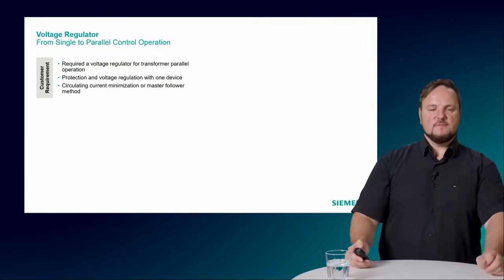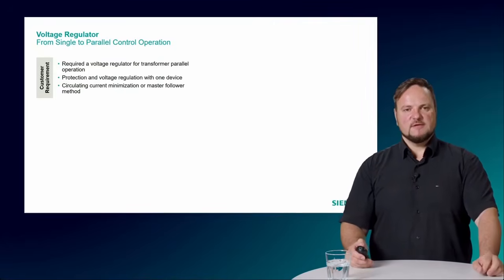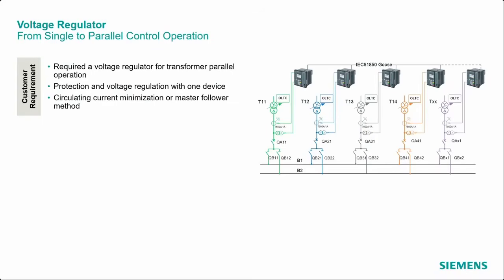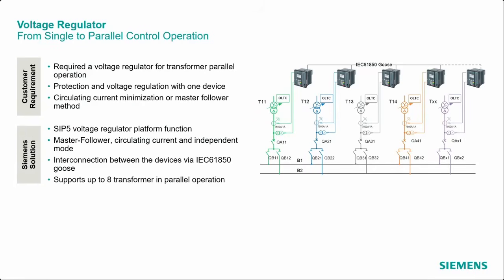So, this is the topic again of the voltage regulator. That means how we come from a single controller to a power relay control operation. That's quite easy. Now we have for each transformer its own voltage regulator, but all the voltage regulators are communicating with each other. We did it with the IEC 61850 GOOSE communication, so that we send all the information from one side to the other, so that we can control up to 8 transformers in parallel. The interconnection, as I said, is done via the IEC 61850.